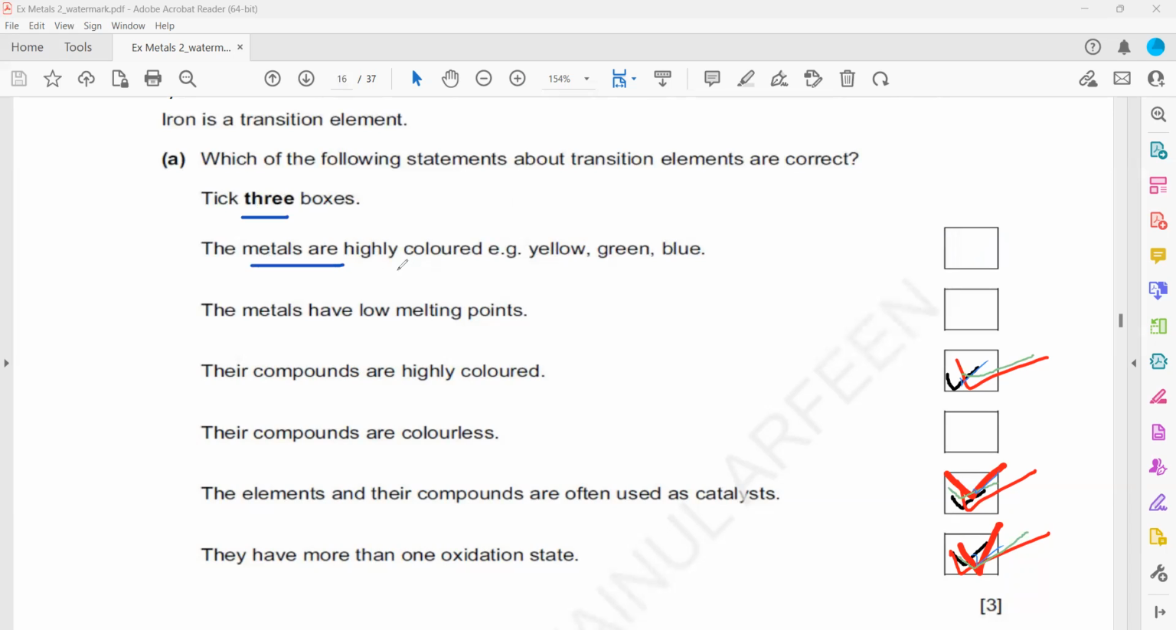Because the metals are highly colored. That is not correct. If it said their compounds are highly colored, then this would be a tick here. But saying its metal is highly colored is not the correct statement. Their compounds are highly colored, like a variety of colors are formed. The metal and the compounds are often a catalyst. That's true. And they have more than one oxidation state.